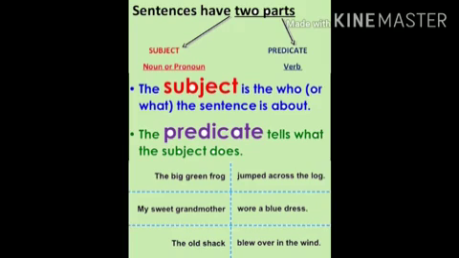Let's read out the examples here for better understanding. The first sentence reads, the big green frog jumped across the log. Here the big green frog is the subject. Another sentence, my sweet grandmother wore a blue dress. Here my sweet grandmother is the subject and wore a blue dress is the predicate. Like that, another sentence is also given.